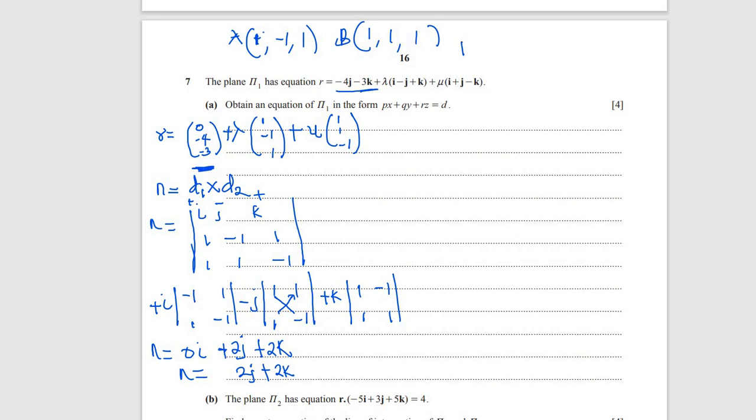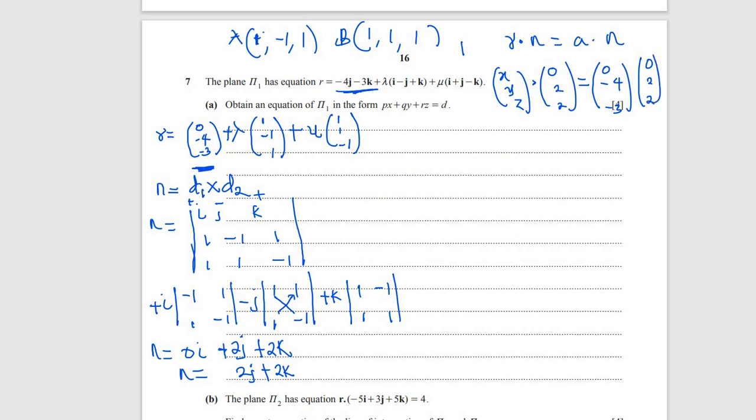That's the normal. Now, what's the equation of a plane? The equation of a plane is r dot n equal to a dot n. r is the position (x, y, z). n is the normal. The normal we obtained here is (0, 2, 2). a is where the plane passes through, which is this one: (0, minus 4, minus 3). n, as you all know, is (0, 2, 2).